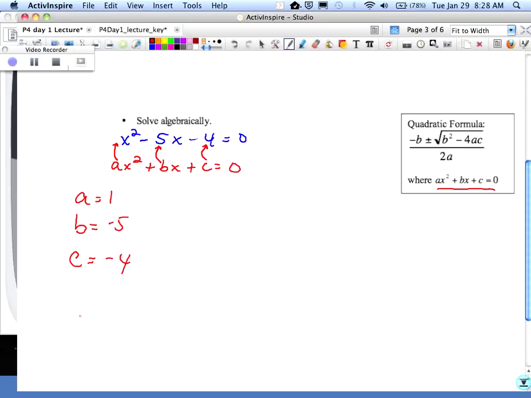So when I go to write the quadratic formula, negative of the negative 5, a lot of you would simplify that right away to just 5, that's fine, but I'm putting negative 5 in for b, plus or minus the square root of b squared minus 4ac all over 2a.